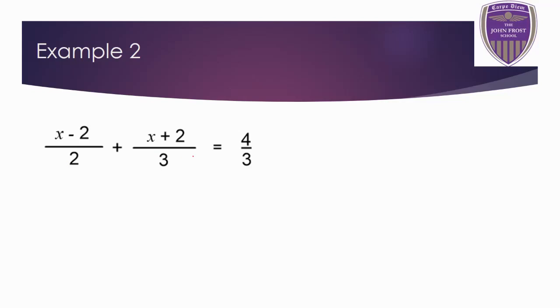Okay, example 2 then. This is an example where all three terms are fractions. The denominators are 2, 3, and 3. And we know to add them together, we need the bottom numbers to be the same. 2 does not go into 3. So the next multiple of 3 is 6.